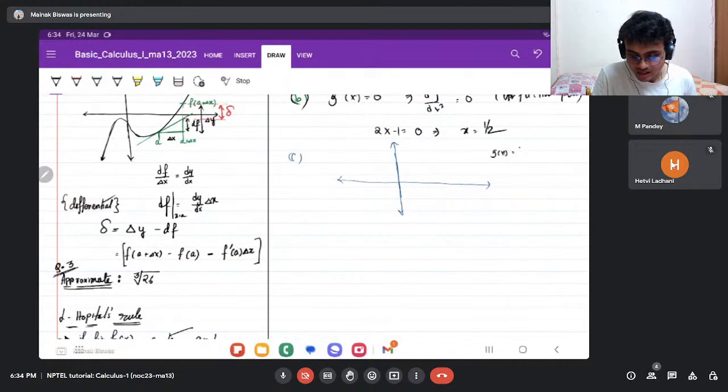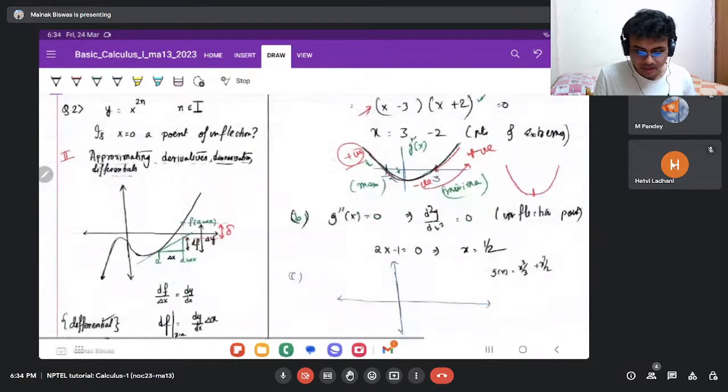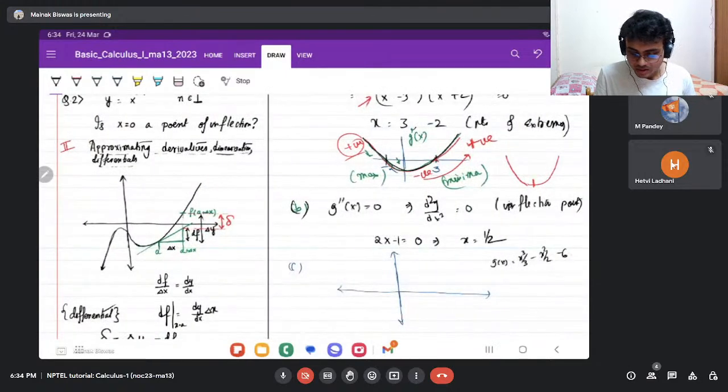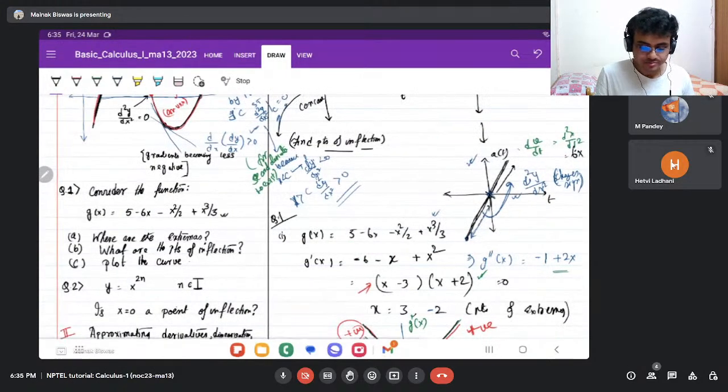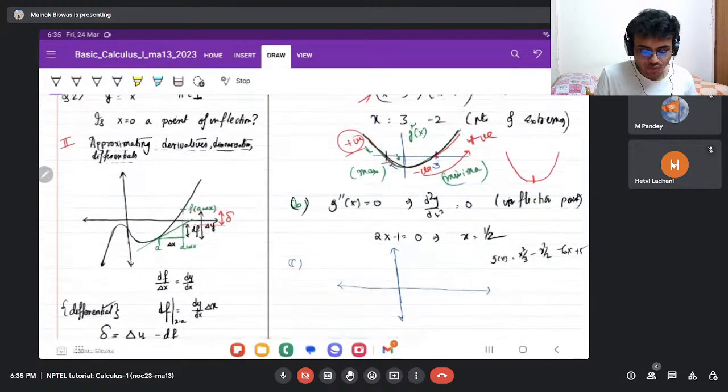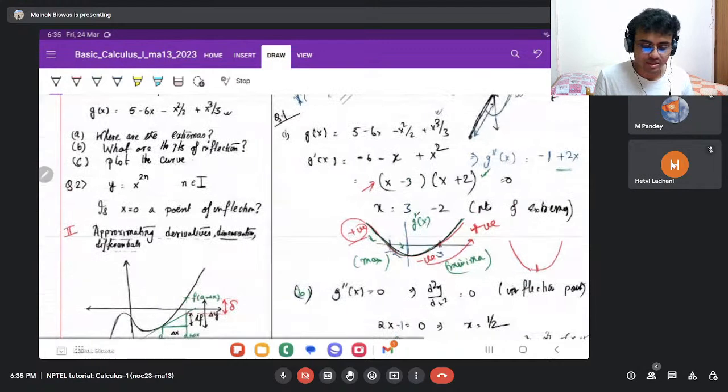g of x is x cubed by 3 minus x squared by 2 minus 6x plus 5, right? So your curve would look something like this, right? At a point of minus 2, you would have some maxima. At a point of 3, you would have a minima. Let's see which is the maxima and which is the minima, right?